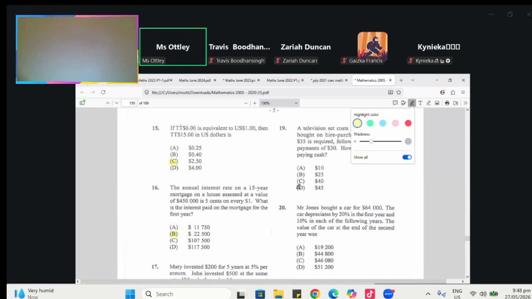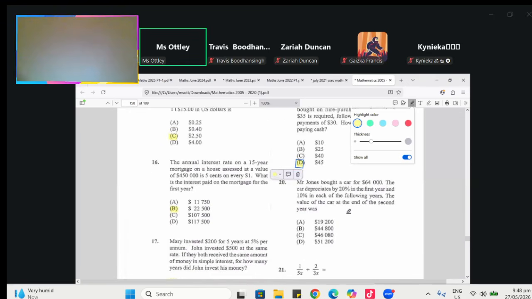All right. Mr. Jones bought a car for $64,000. The car depreciates by 20% in the first year and 10% each following year. What is the value of the car at the end of the second year? This is also a two-part question. Anybody have an answer for me? Let me give you all time to work it out. Sorry. Work it out and then let me know if you all have an answer for me.